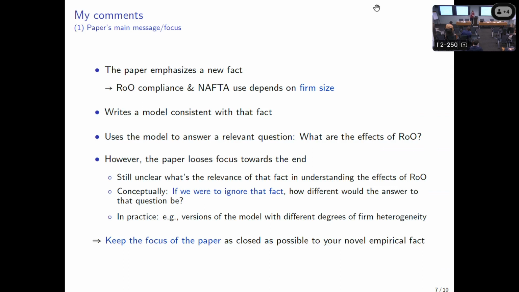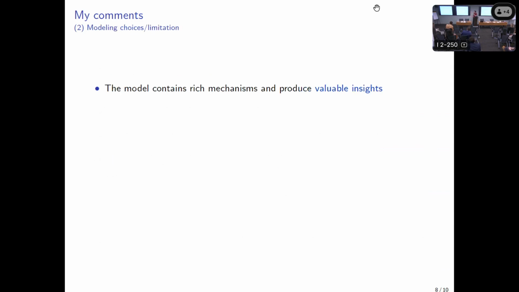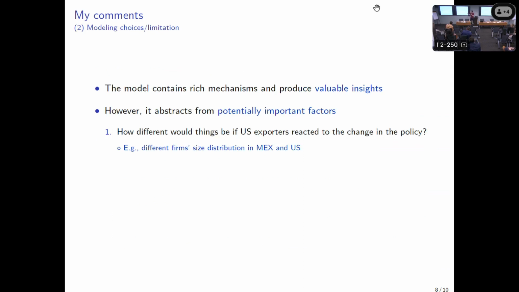So my recommendation is to keep the focus of the paper as close as possible to the empirical fact you're emphasizing. I had the impression that at the end of the paper, you run many counterfactuals, but you never come back to the main relevant empirical fact that you show at the beginning. So clearly, the model is already complicated and has many valuable insights in my view, but it abstracts from potentially important implications. Some of them you mentioned already.